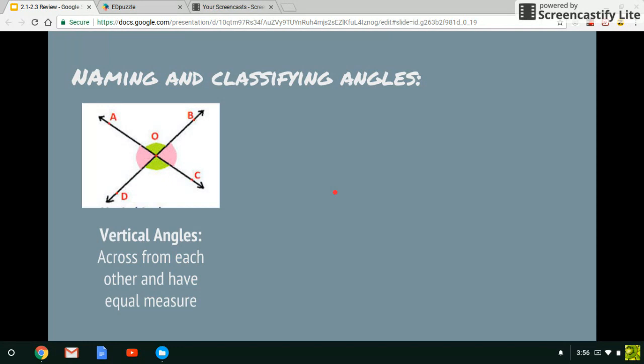Continuing on with classifying angles, we have vertical angles, which means that when two lines cross, like AC and BD, they're the angles that are formed that are across from each other. So in this case, these two green ones, and then these two pink ones are also vertical angles. They come in pairs. So like angle AOB and angle COD are vertical angles. And vertical angles are special because they have equal measure. So this green angle has the same measure as this green angle. This pink angle has the same measure as this pink angle.